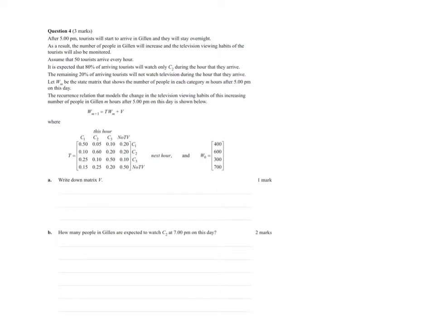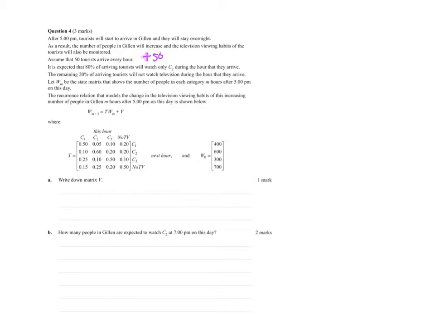Alright, after 5 p.m. the tourists will start to arrive at Jillian and they will stay overnight. As a result, the number of people in Jillian will increase and the television viewing habits of the tourists will also be monitored. Assume 50 tourists arrive every hour. So now we're adding 50 into our transition. It's expected that 80% of the tourists will watch only C2 during the hours they arrive, and the remaining 20% will not watch television.